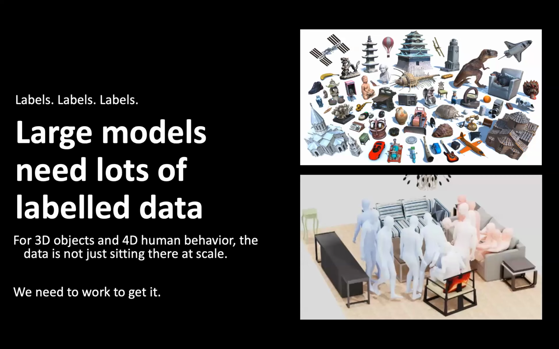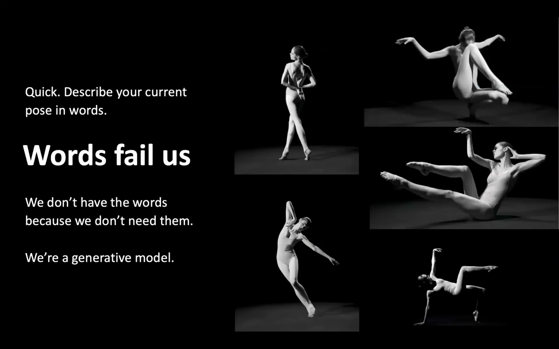And so for things like 3D objects and 4D human motion, the problem is that we just don't have a lot of data. We don't have that level of scale. One thing we should think is, well, okay, let's just label it with text. But everybody right now, think about the pose that you're in and try to describe it precisely with language. It's not that easy to do. And in general, if you look at images like this, coming up with text descriptions for these is basically impossible.